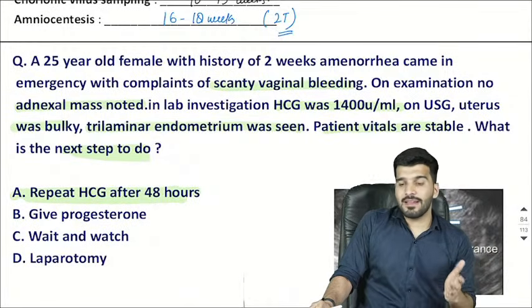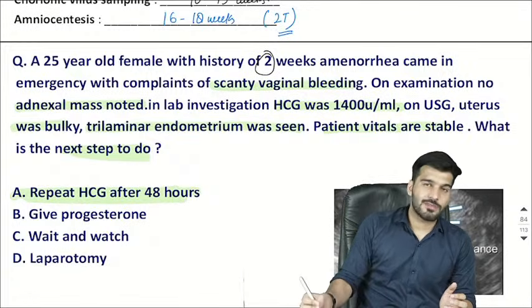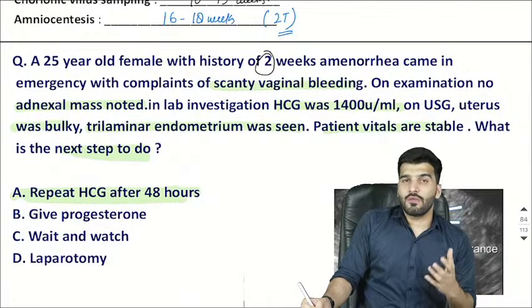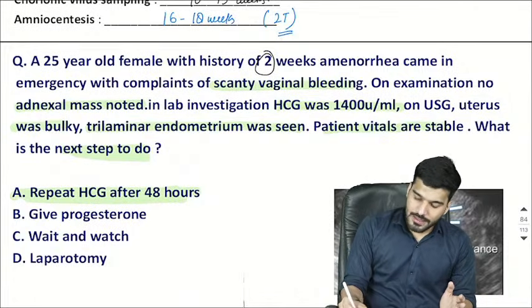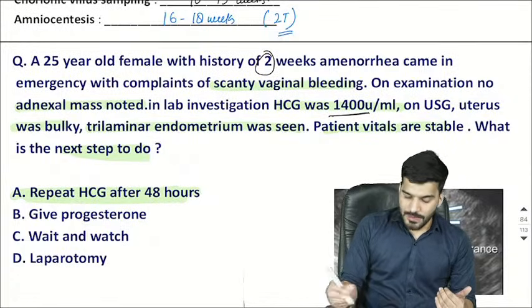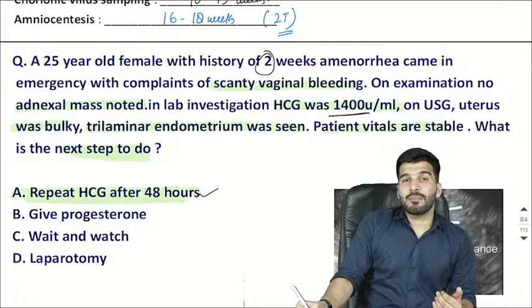You go with a beta HCG, because she's just 2 weeks, so you cannot expect to see anything. Now, what to do next? So we have to do beta HCG, and beta HCG was already 1400 international units. Now, sir, I will repeat this beta HCG after 48 hours. Now, there can be 3 scenarios.